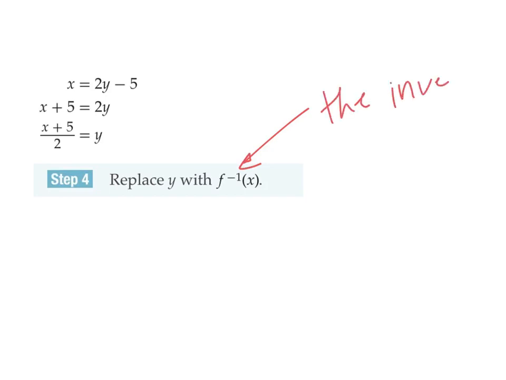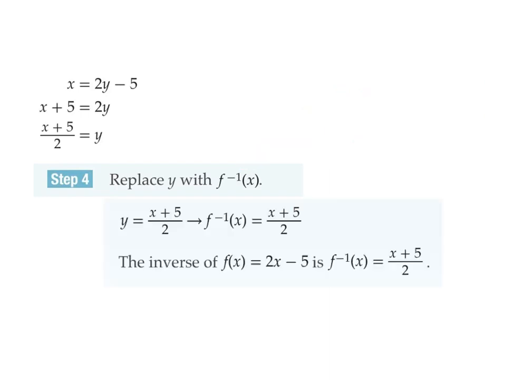The inverse of f. Even better, inverse of f of x. That's probably more complete. The inverse of f of x. So before I move on to the next problem and make sure that I'm done, we've got to take this step. So we flip this around, y equals x plus 5 over 2. Replace the y with the inverse of f.